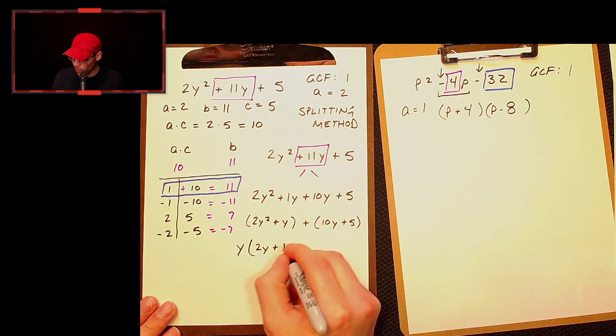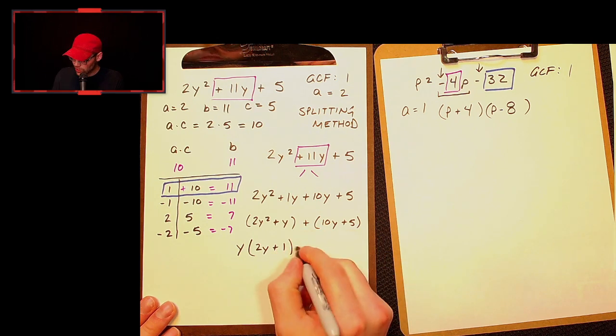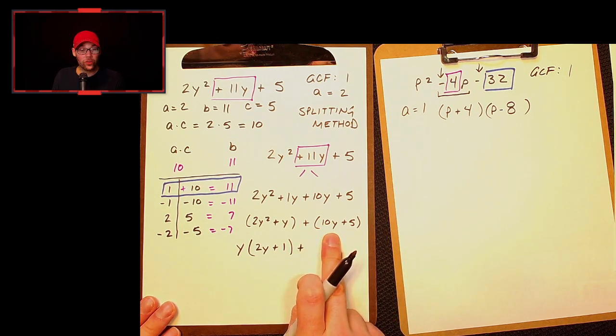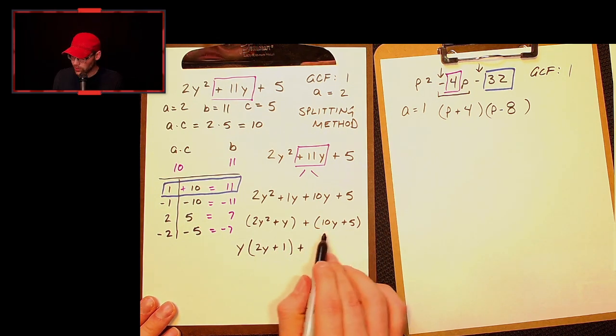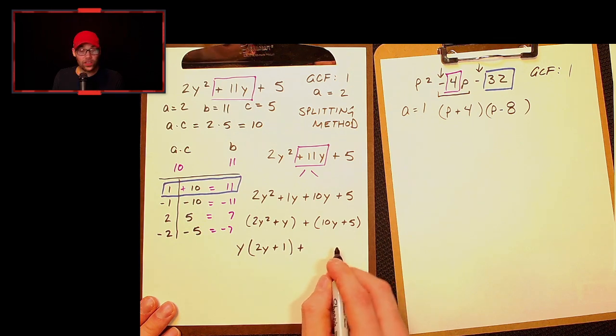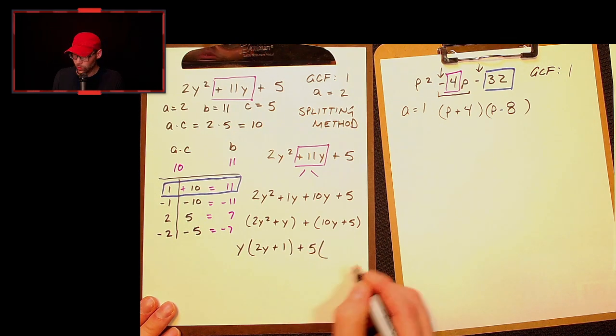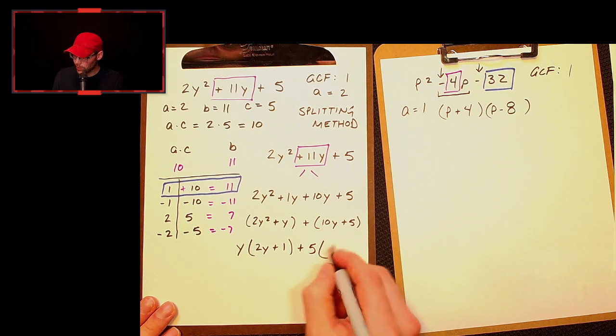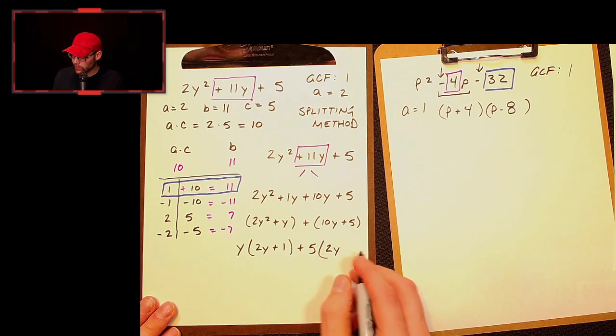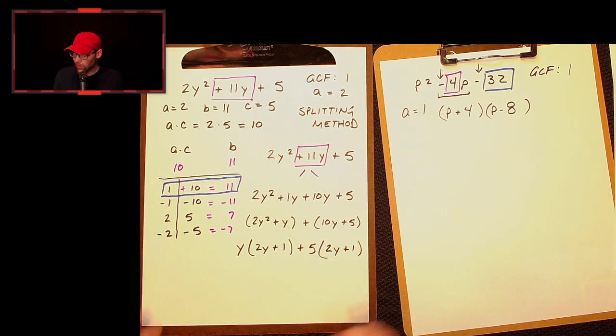They cancel to 1. We still have addition in the middle, and then we do the same thing over here. We're going to find this greatest common factor. 10y and 5, our greatest common factor would be 5, so we pull that out front. 10y divided by 5 is 2y, and then 5 divided by 5 is, once again, a positive 1.